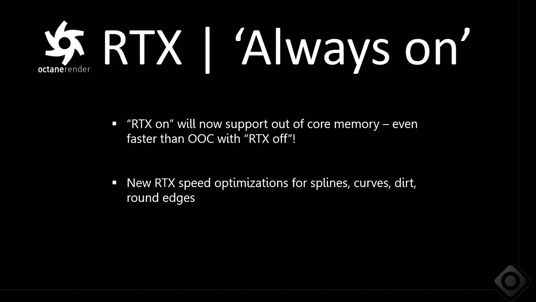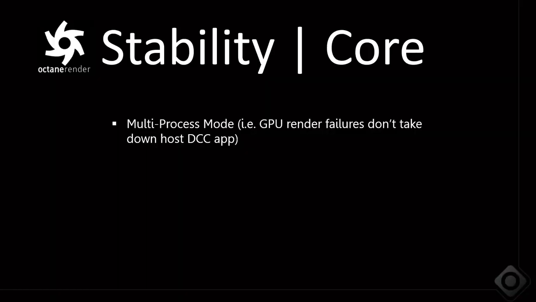We're also adding optimizations for things that are not triangle meshes. There'll be much faster rendering for splines, curves, dirt, shaders, and rounded edges as well. Another improvement coming in 2020.2 is lower memory for RTX. In general, we also want to work on lower memory in the non-RTX parts of the render as well.